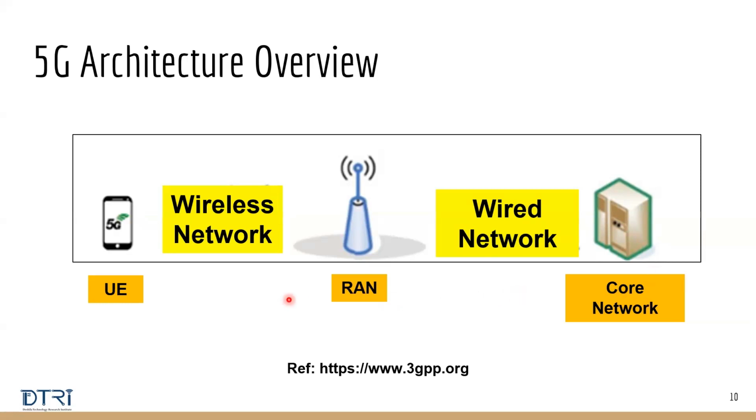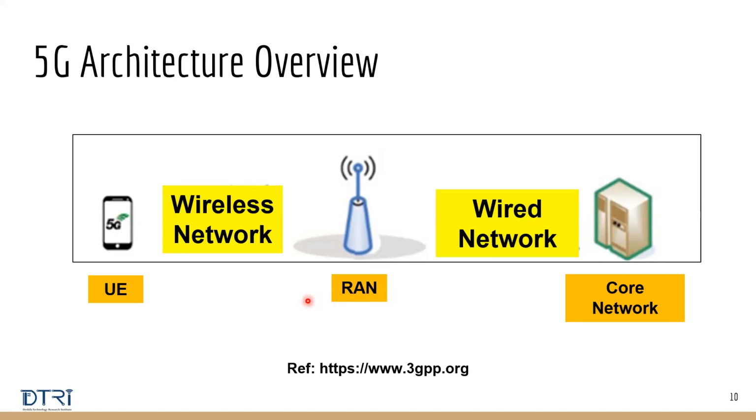If you take a 4G or a 5G network, the picture looks almost the same. So UE, which is user equipment, can be any device. It can be your mobile phone, it can be a robot, it can be a camera, an IoT device, a sensor. It can be anything that wants to connect to a 5G network. That's what UE is.